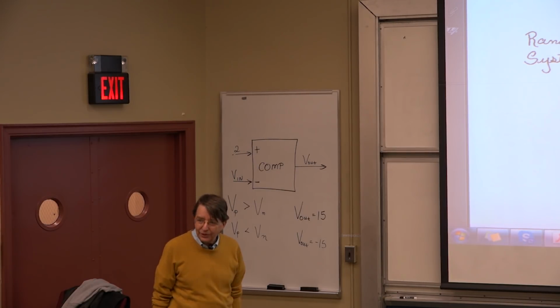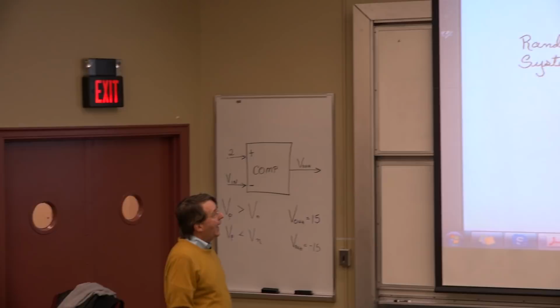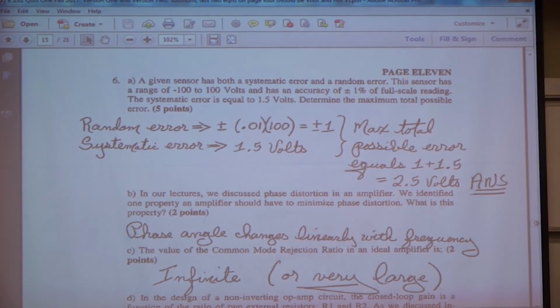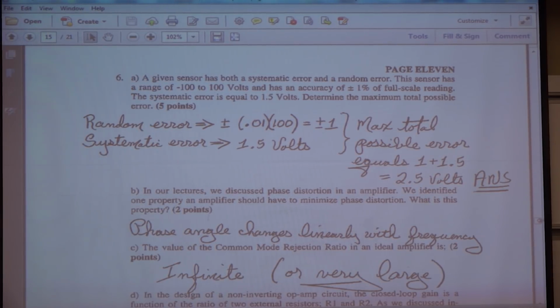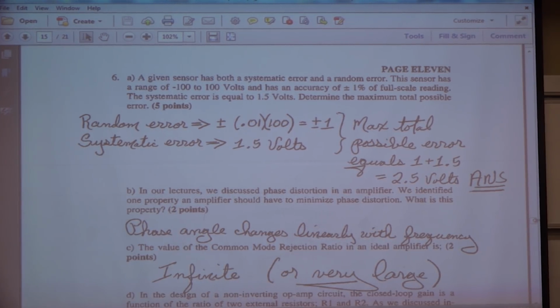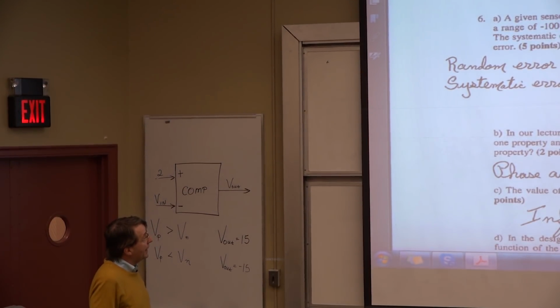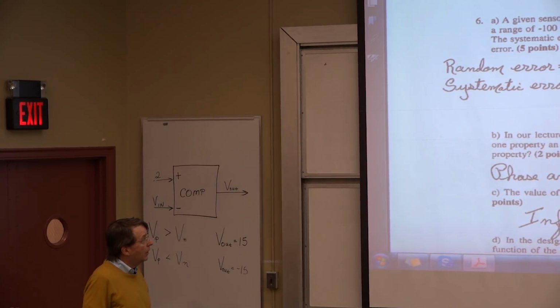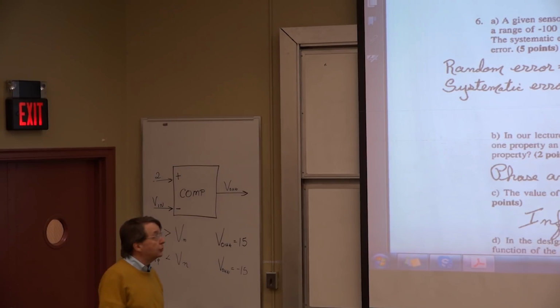Okay, a couple of short answer questions. I like this. It gets right to the point. Let's see how we do. A given sensor has both a systematic and a random error. The sensor has a range from minus 100 to 100 and an accuracy of 1% of full scale. Now, accuracy indicates random error. And it also has a systematic error of 1.5 volts. What's the maximum total possible error that you could have?